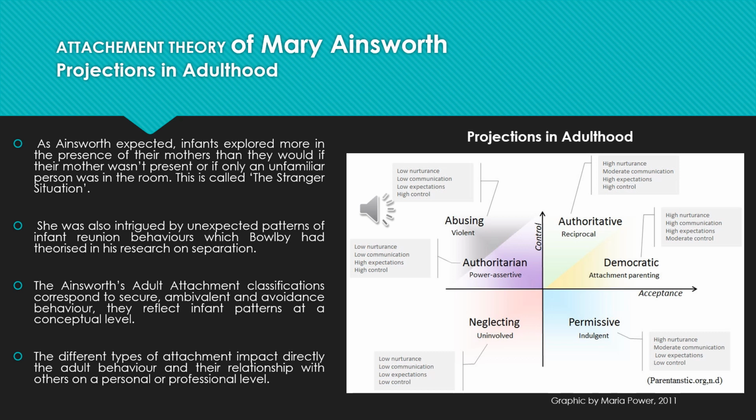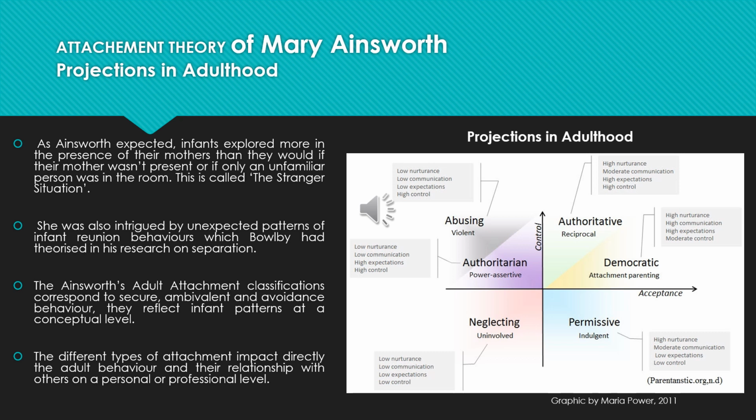The third one is the neglecting projection, where the primary caregivers, in this situation the parents, will have a relationship of low nurturance, low communication, low expectations, and low control. In this situation, the parents' relationship with the child is very much of a neglectful mode. This means the parents are absent from the main stages and the main important decisions that they may have to make with the child during development.